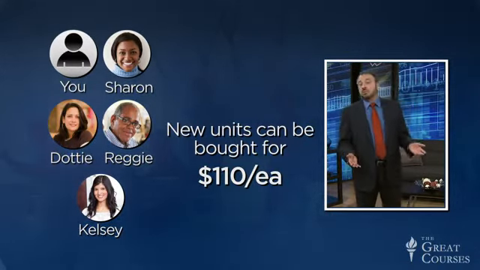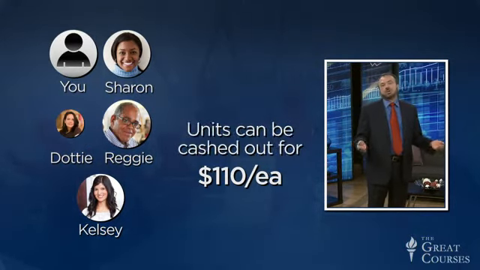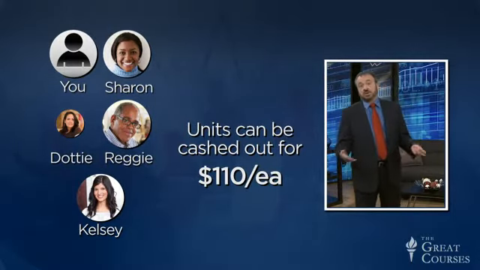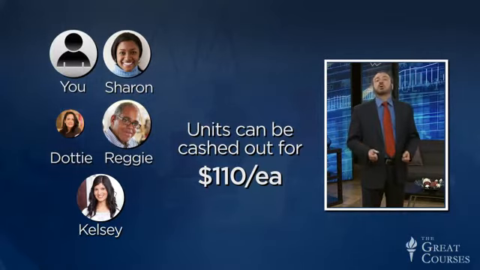If Dottie's baby makes her cut back her participation, then she can do it by cashing maybe half of her units. The club will either buy her out using uninvested cash or else raise the needed funds by selling part of the portfolio.